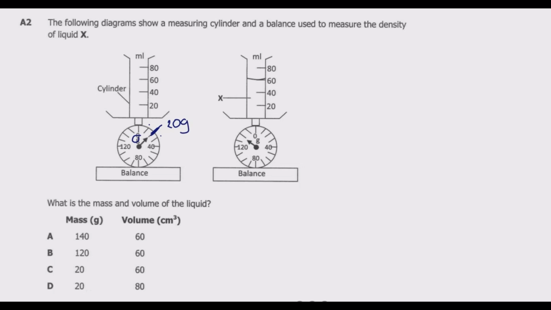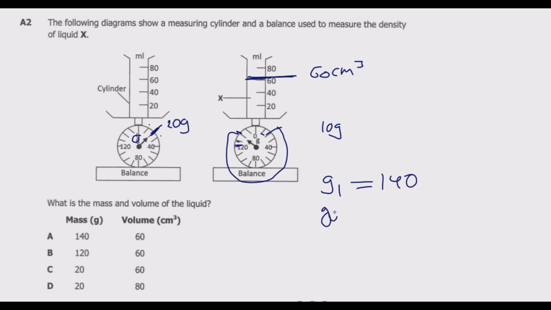Then after we put the liquid, the volume of the liquid you see up to here is 16 centimeter cubed. What is the reading? The reading moves from here all the way up to where it's pointing, which is this one. We know that each of these is 10 grams, so we have 120, 130, 140. So in grams, after we put the liquid, it becomes 140.